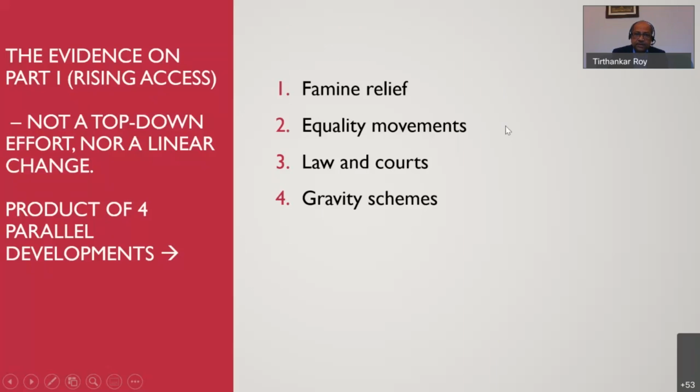Now, what's the evidence for this story of part one, rising access? First of all, the story I'm telling here is not a top-down effort. It's not a linear change, but it's a product of several parallel developments which peak at the same time, sometimes reinforce each other, like equality movements, social protest, caste movements, often focused on water rights. But these disputes over rights then spilled over into courts and were settled in courts. So several different trajectories joined together to create this rising access narrative.